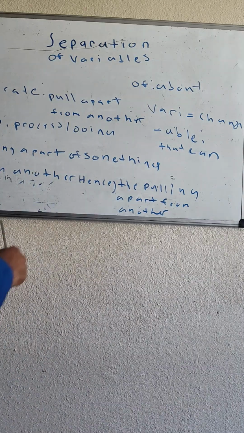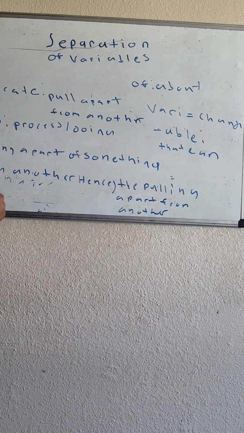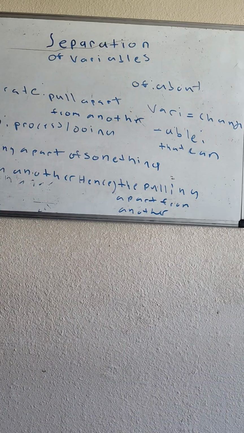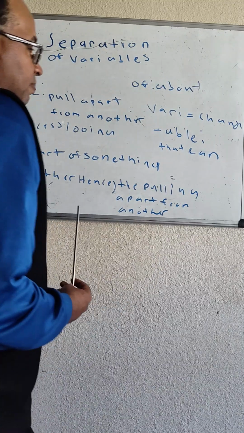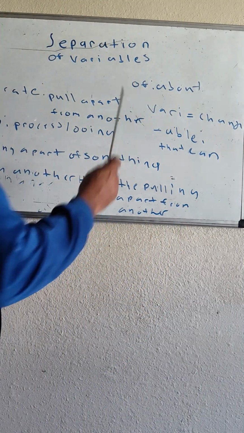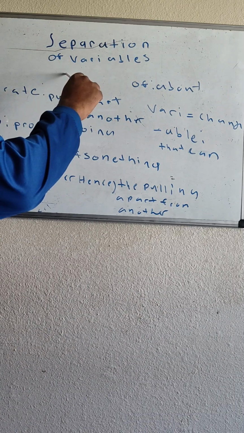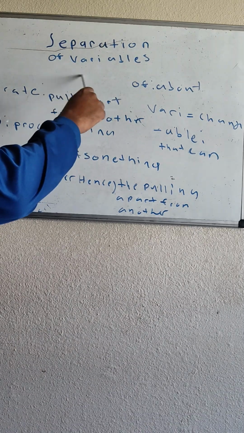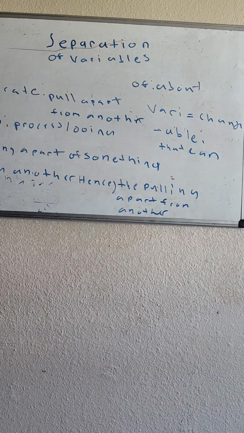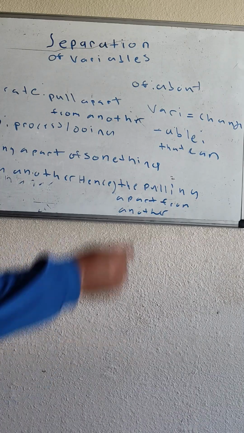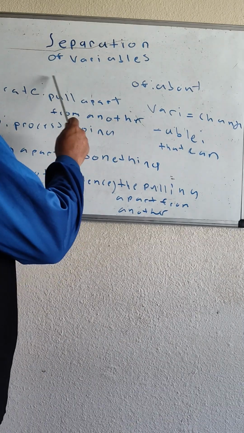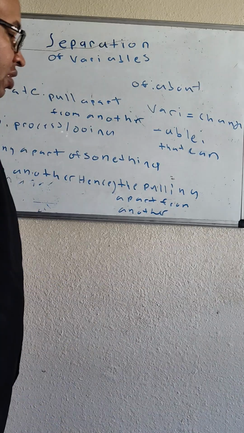Now we're going to put this together. Separation means pulling something apart from something else. Let's proceed to the next concept, "of." What does the word "of" mean? It's either talking about something or referring something to the subject, kind of like referential. What are we talking about? We're talking about variables.